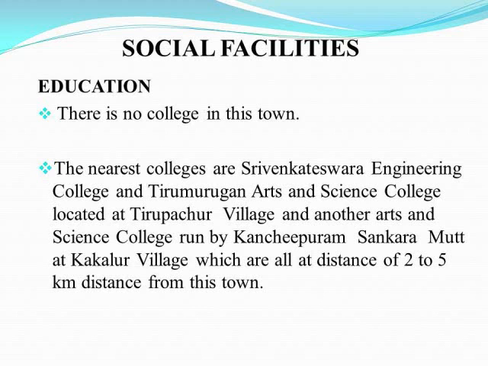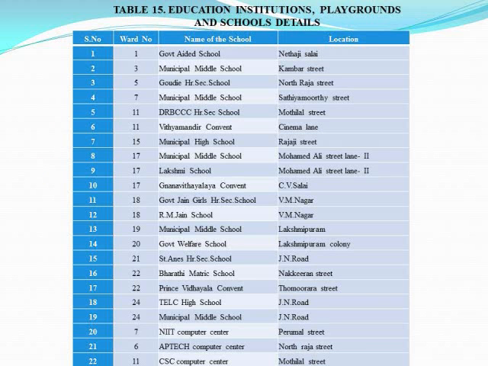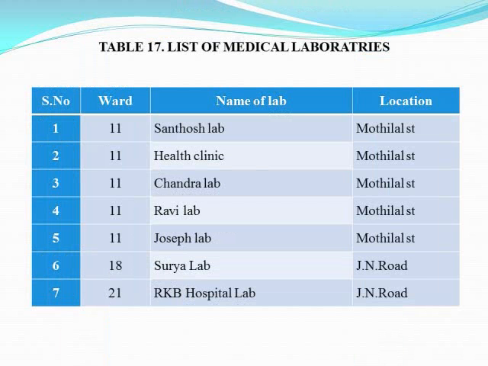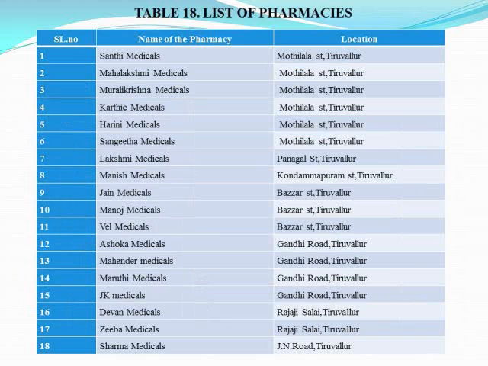Education. There is no college in the town, and the nearest colleges are the Sri Venkateswara Engineering College, Thirumarugan Arts and Science College, and more colleges, which are situated around a 2 to 5 km radius from the town. This table shows the educational institutions, playgrounds, and school details. And this table shows the list of the existing hospitals. This table shows the list of the medical laboratories and the list of the pharmacies.